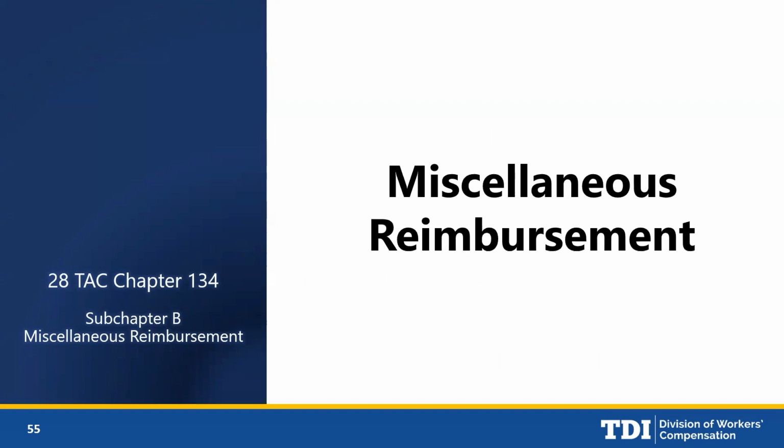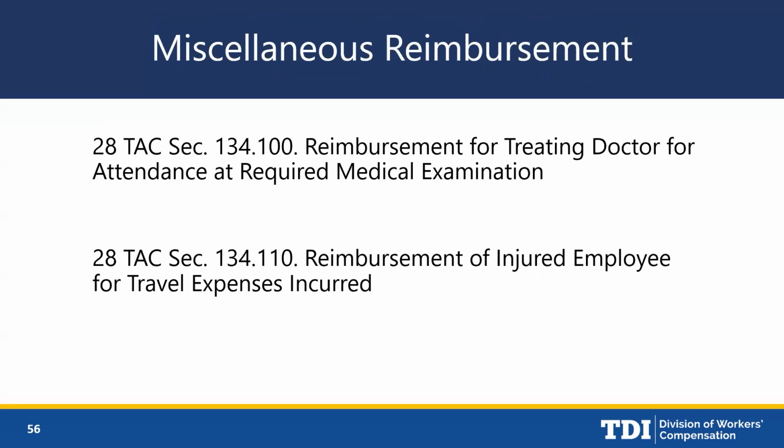Let's get into miscellaneous reimbursement. That's in subchapter B in chapter 134. 134.100: if your treating doctor is going to attend an RME, a required medical exam doctor, this is the insurance carrier's doctor, and wants reimbursement for attendance, look at 134.100. It's going to tell you how to bill that. 134.110 is reimbursement for an injured employee for travel expenses incurred. So if you have an injured employee you're working with, you want to tell them about this rule. And also they can call customer service and get help through asking for reimbursement on travel expenses incurred.